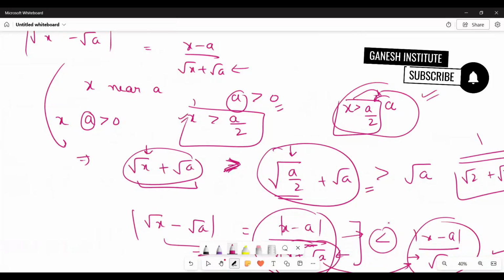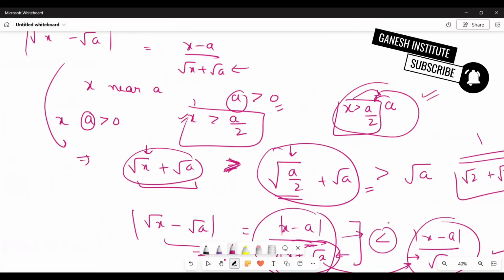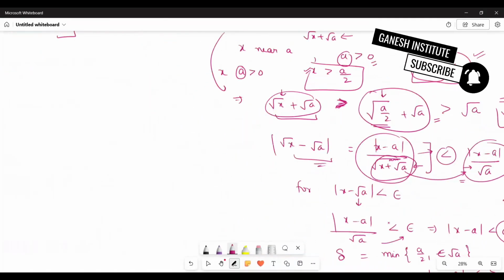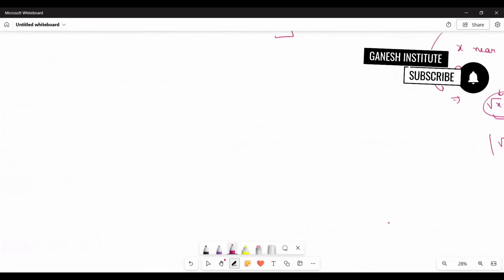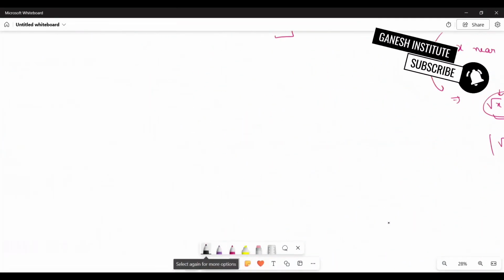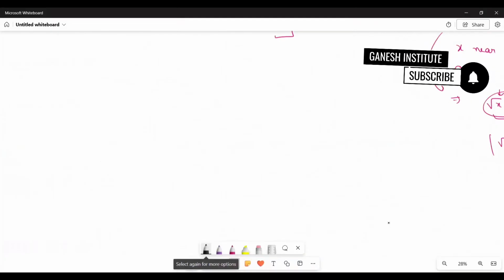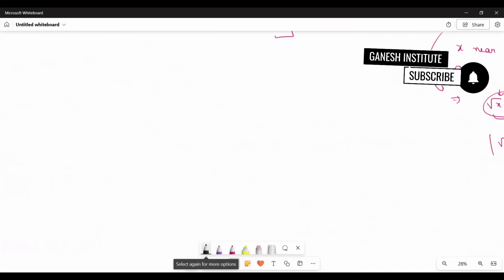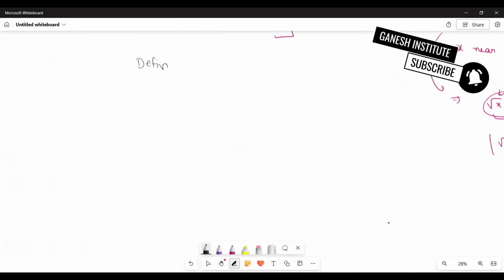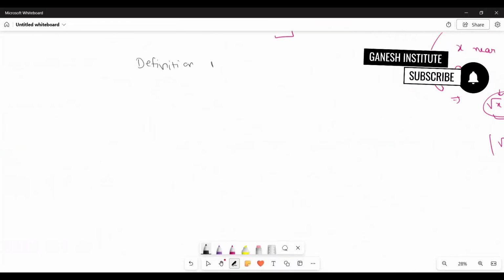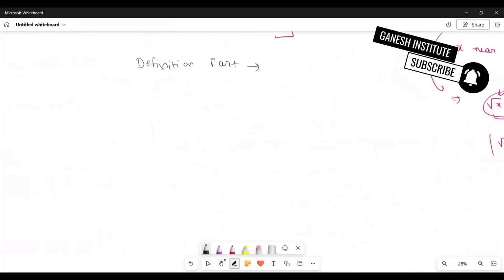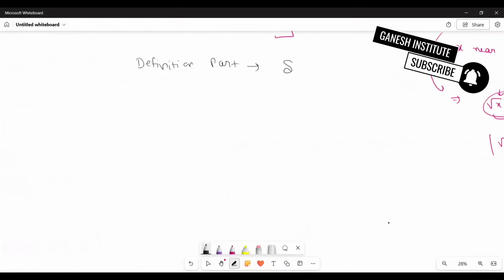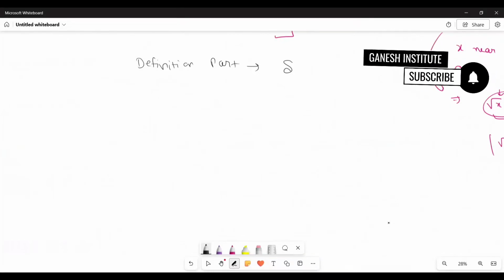Wait, can we go through it from the start? I don't understand. Okay, let's do it again. So first up, I need to, did you get the definition part? Yeah. So I need to bring into picture the delta, and that delta has to be lesser.